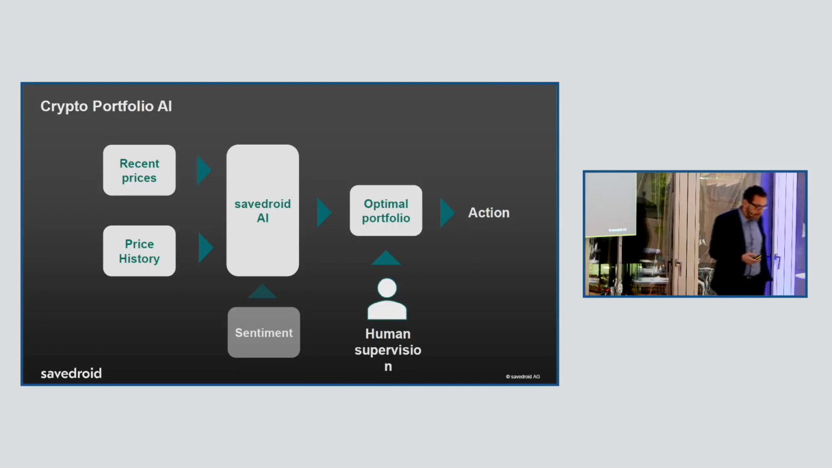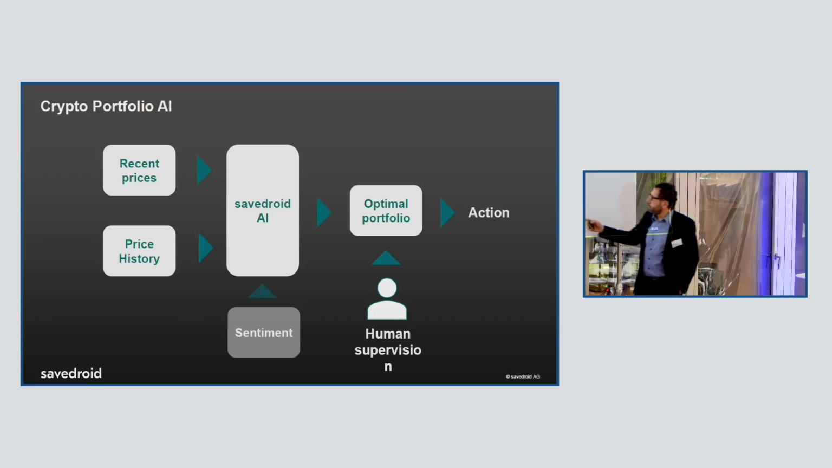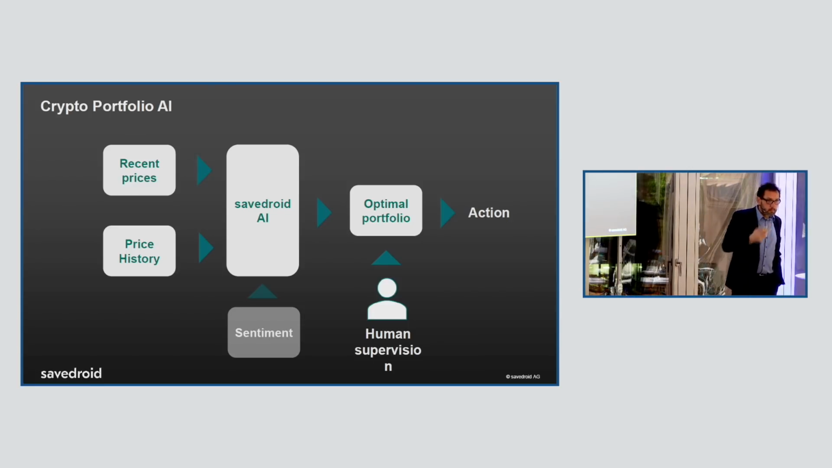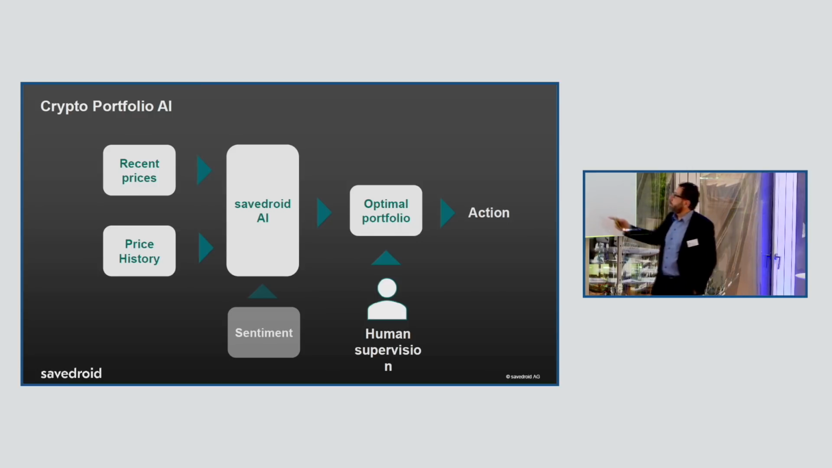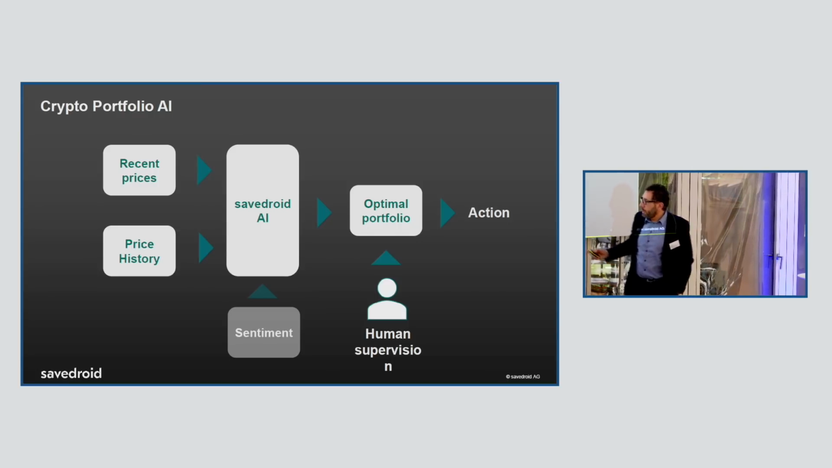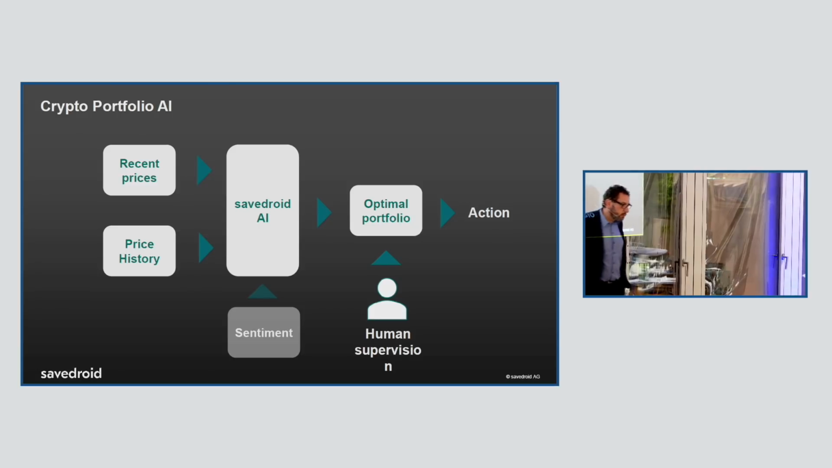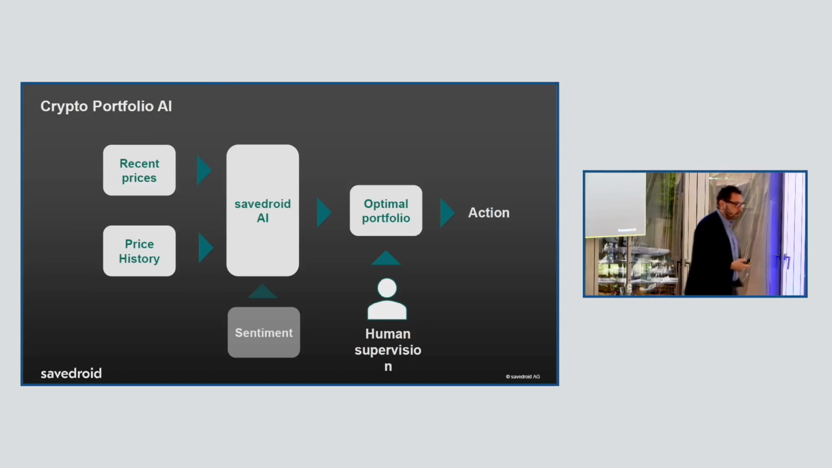And it looks roughly like this. Recent prices, price history, go into AI, optimal portfolio. Human supervision you always want to have, but we're just watching and concluding what has happened. We don't really change decisions. And the sentiment analysis is gray because we are not working on it right now, but it's planned to be added later to tweak the portfolio additionally, right? And then comes the action.